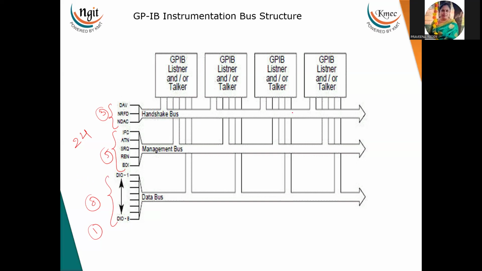So now this is the complete GPIB cable. Now see how the instruments are connected. Here you can see, you can take each one as a listener, or a talker, or both a listener and a talker. All the electronic equipment are connected to this bus like this.